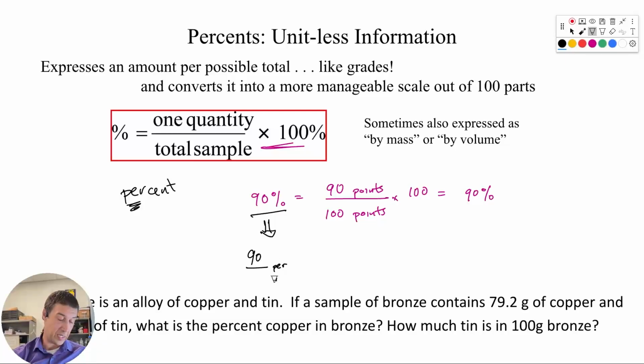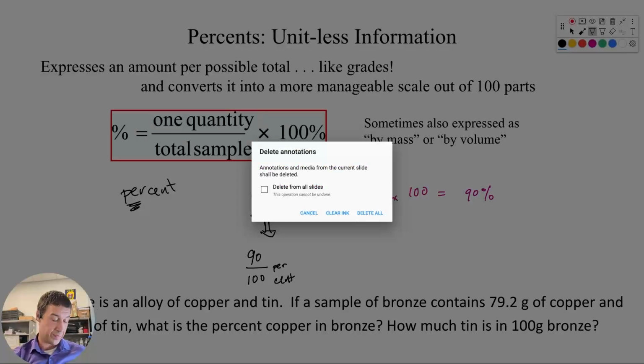Well, what is cent? Century, centurion, centipede. Those are all in reference to the root 100. So a 90% is 90 out of 100. So we can use this information and kind of shift it and bring it into configurations that allow us to navigate certain problems. So within that, let's go ahead and delete all again.